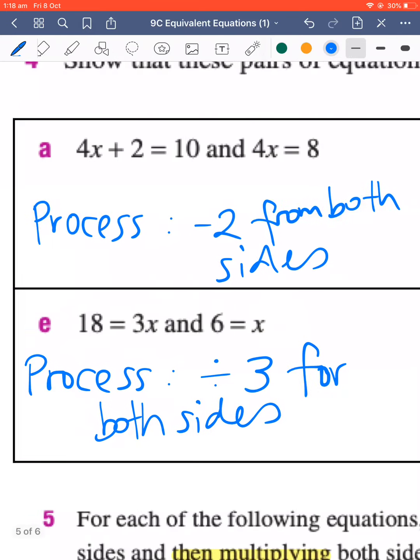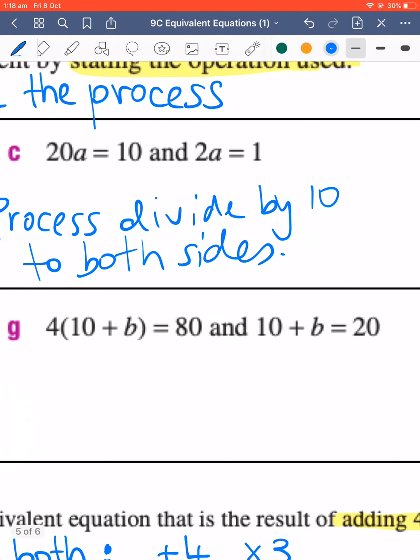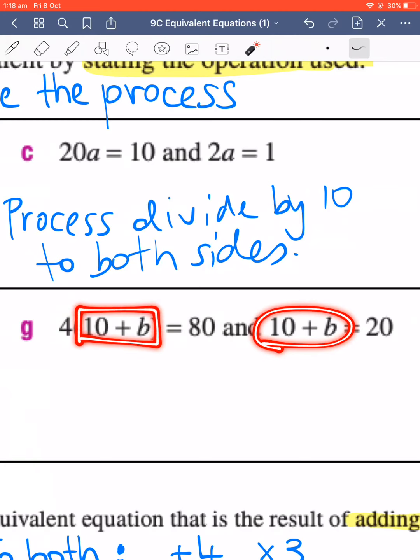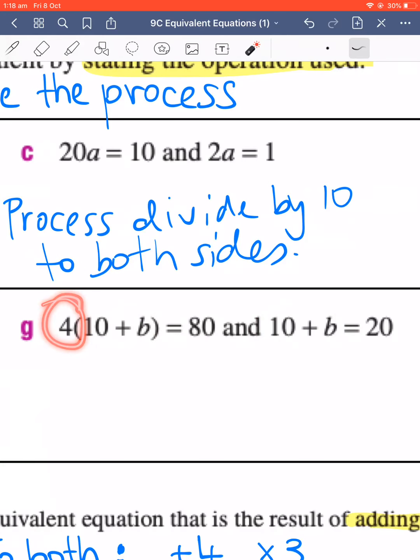Okay, last one for question number 4. Hope you're getting a little bit of understanding from this too. So again, let's look for what's easiest. First thing I see is I have a 4 outside of my brackets. And I can see here that 10 plus b is the same here. So that's a big red flag, telling me I should get rid of this multiplied by 4 to make my life a lot easier.